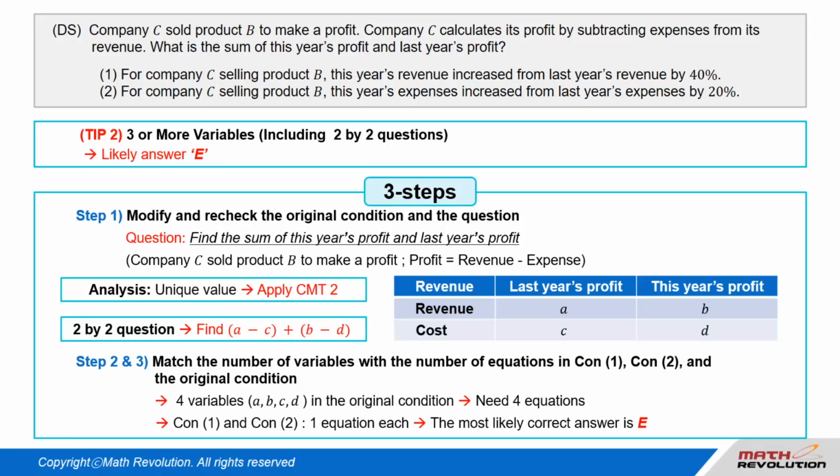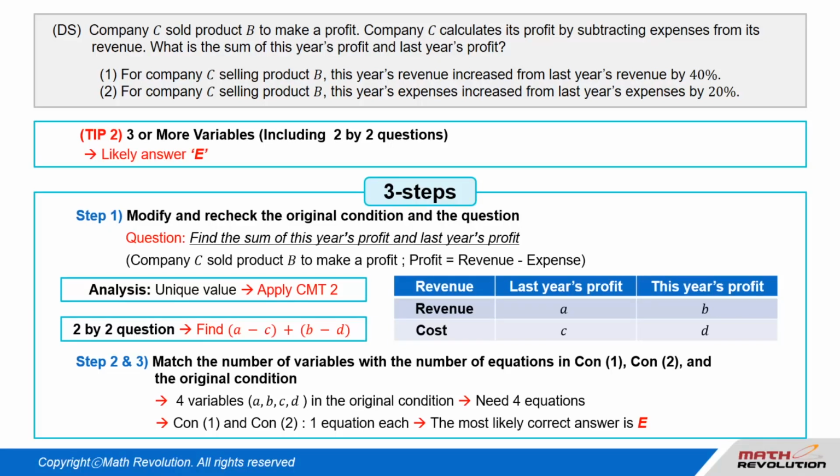Condition 1. For Company C selling product B, this year's revenue increased from last year's revenue by 40%. Condition 2. For Company C selling product B, this year's expenses increased from last year's expenses by 20%.